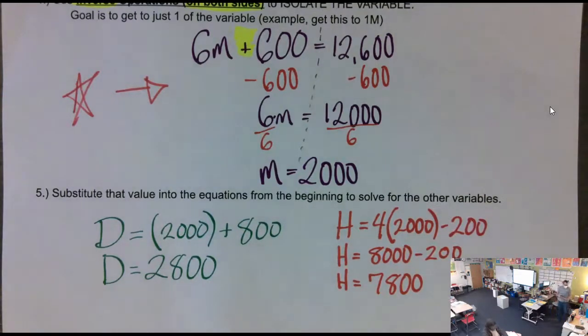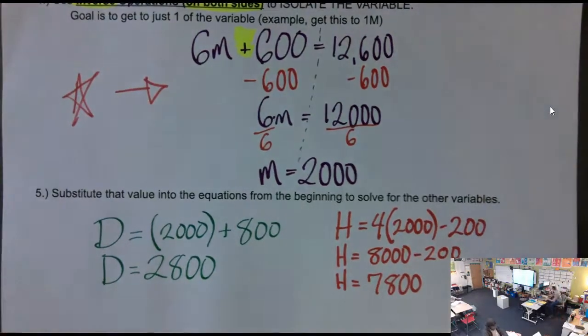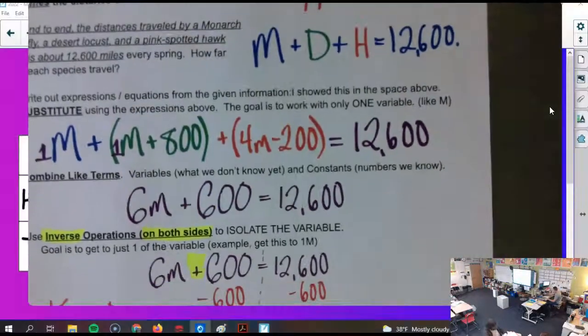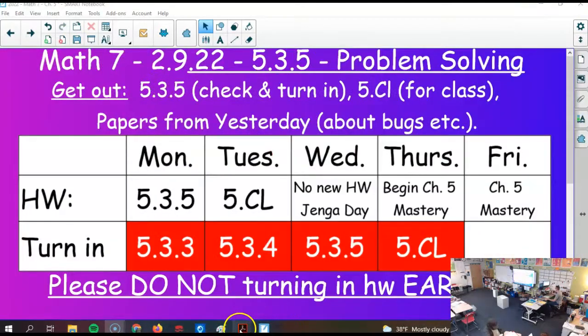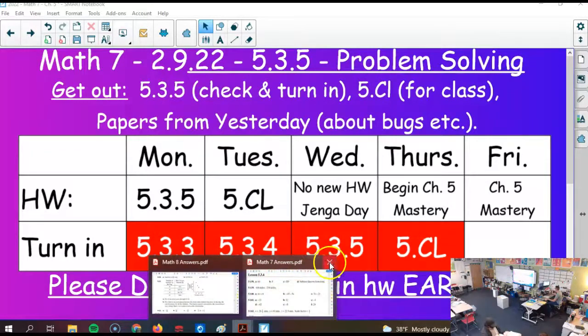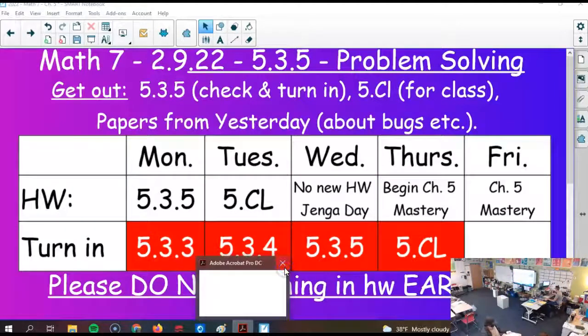All right? So jump back into your, never mind, we got to check homework. Too many tasks to try to remember. So 535 is due today. Where'd you go? Apparently I need to reopen Adobe because it's broken.